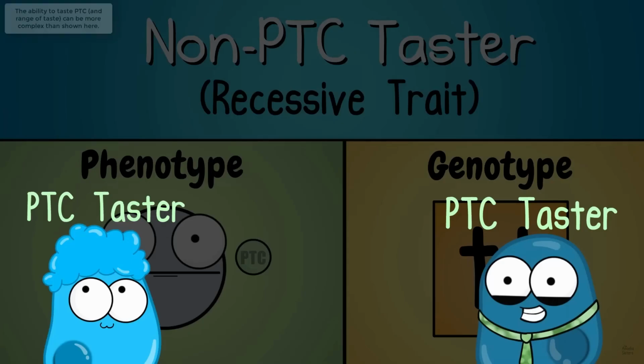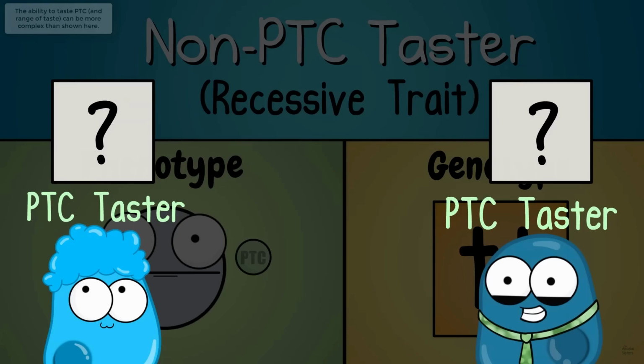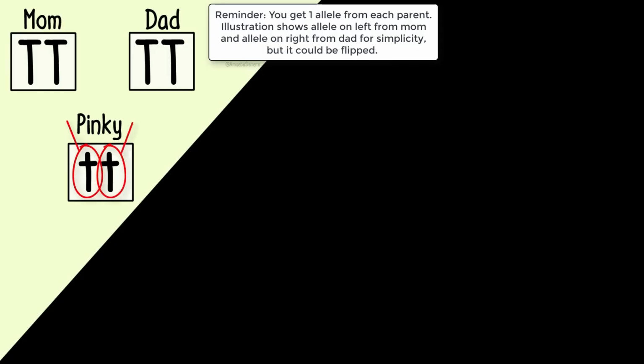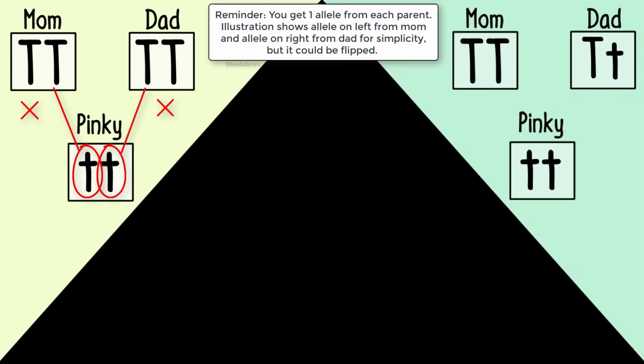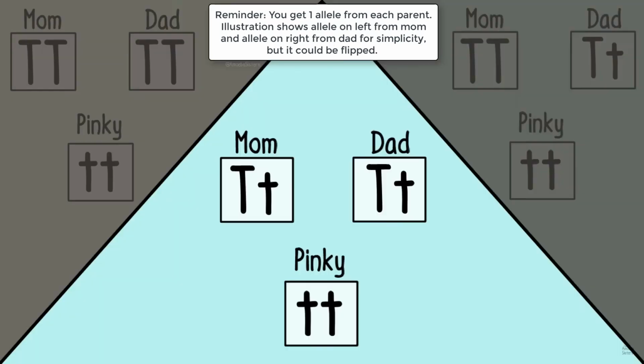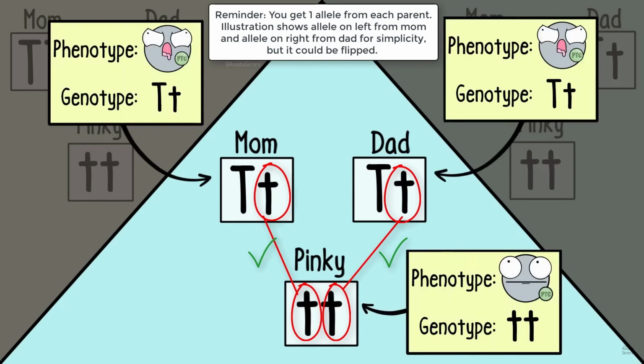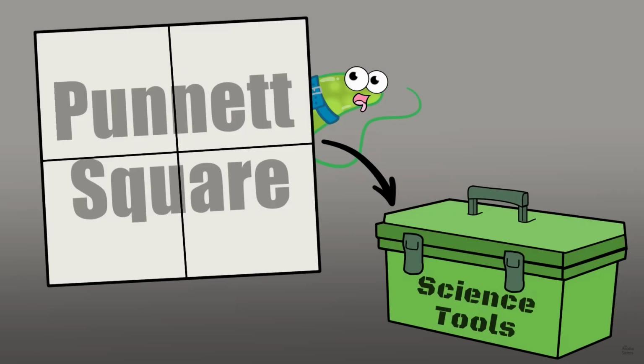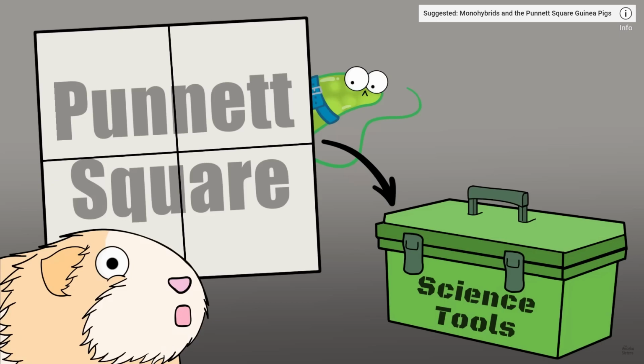But my parents can taste PTC. So what genotypes would they have to be? Well, if they were both big T, big T, that wouldn't be possible. If one was big T, big T and one was big T, little t, that still wouldn't be possible. Remember, you have to get an allele, a form of a gene, from each parent. If my parents do taste PTC and I do not, then my parents have the genotype big T, little t, and their phenotype is PTC taster. Punnett squares can be used to determine the probabilities of offspring having certain genotypes, which then can be used to determine their phenotypes. But Punnett squares are for another Amoeba Sisters video.